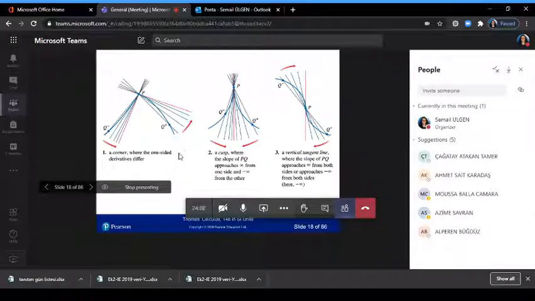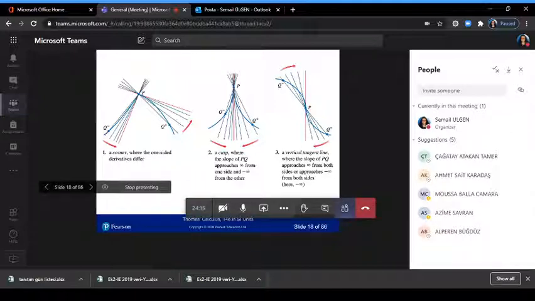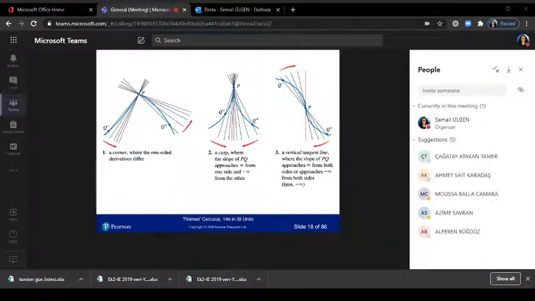So there are a couple of situations when you look at the graph where you can easily see whether it is differentiable or not.